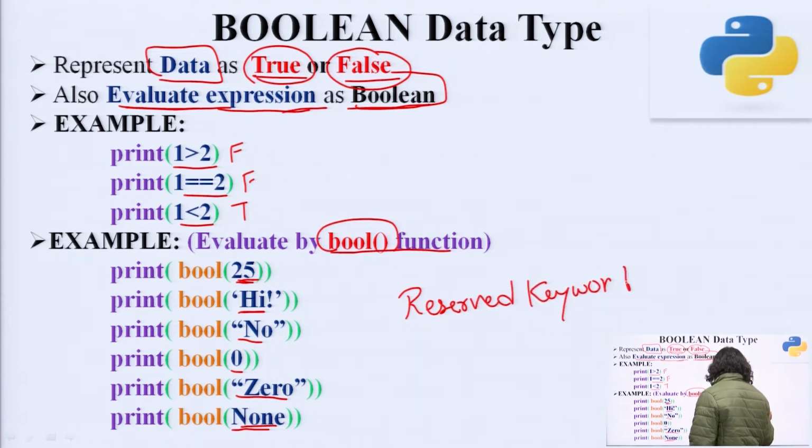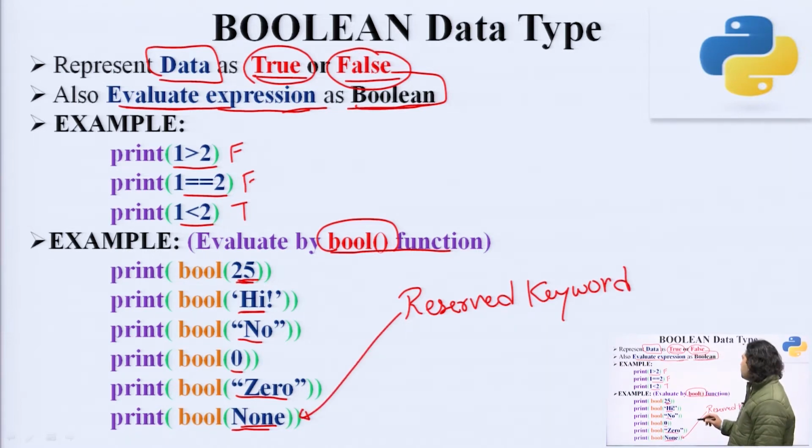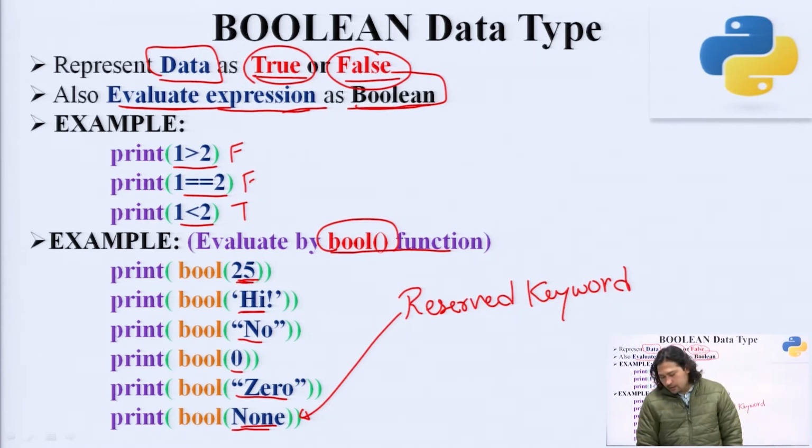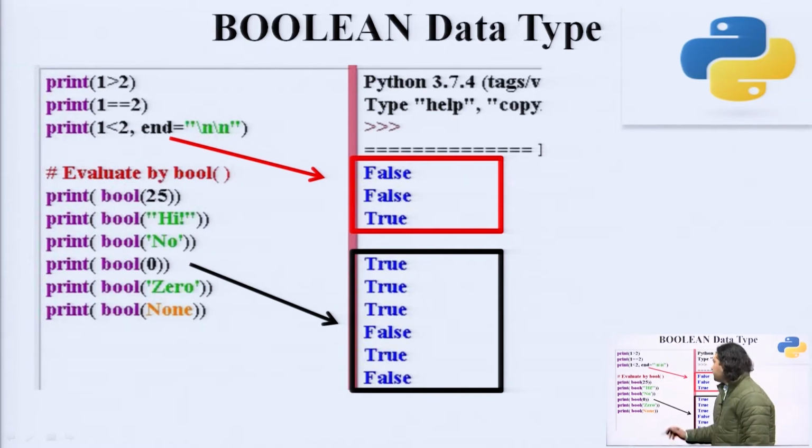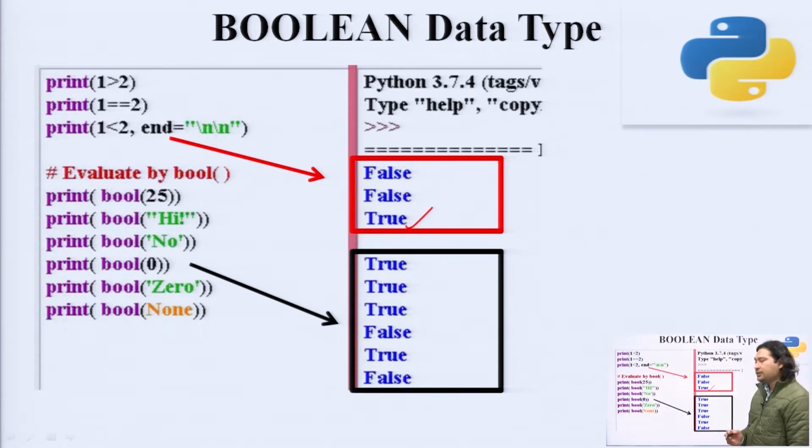Similarly, True and False are also reserved keywords. Now you can see the output of this data as true or false. Now why is the data represented as true and false?